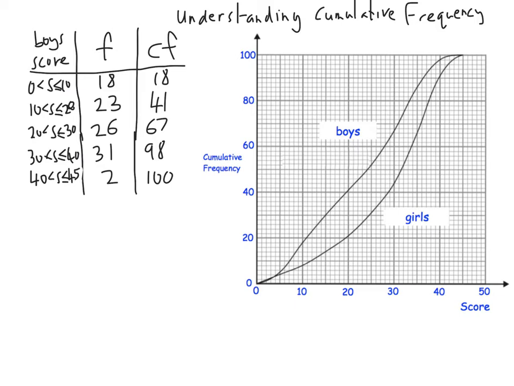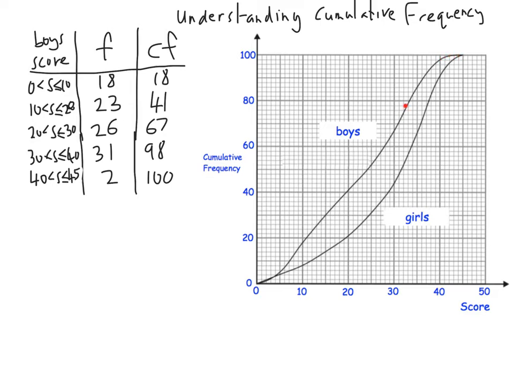Now let's look at this graph. You notice actually it's got a very steep section, and then it's also got the least steep section here at the end. So when it's not steep, that means there's not many people in that group to boost the cumulative frequency up. So there's a 2 there, very small amount of people in that group, so the cumulative frequency isn't rising very much, so it's very shallow.